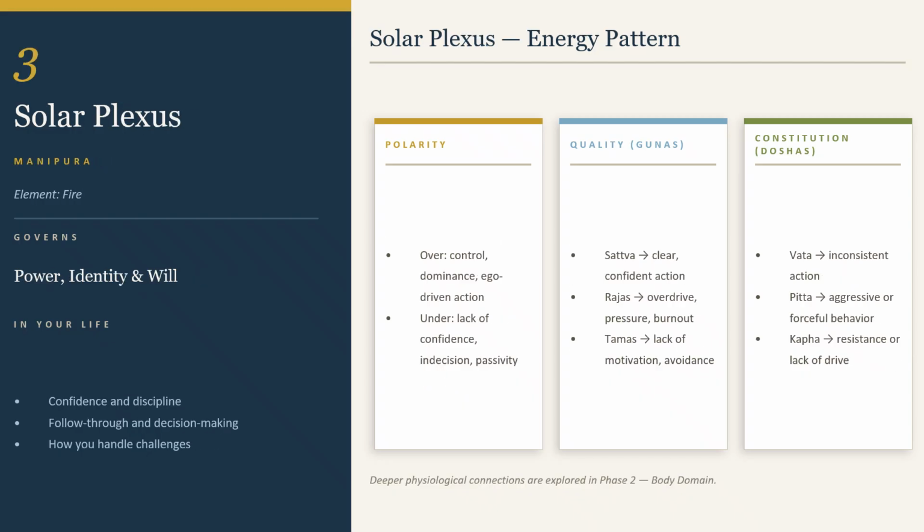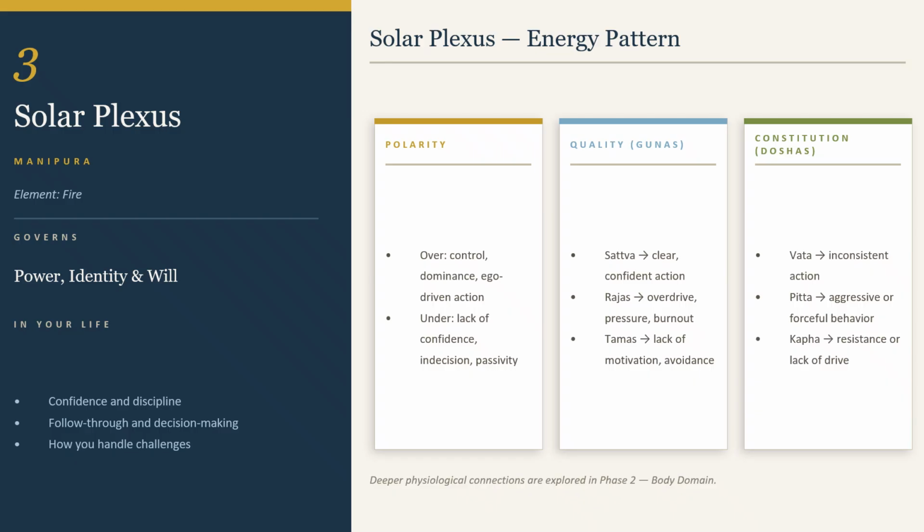The solar plexus is located in the upper abdomen, above the navel. It is anchored by the diaphragm or stomach area. The part of the body it is associated with is the digestive system. It governs personal power, identity, and decision making. This is your ability to take action and direct your life.